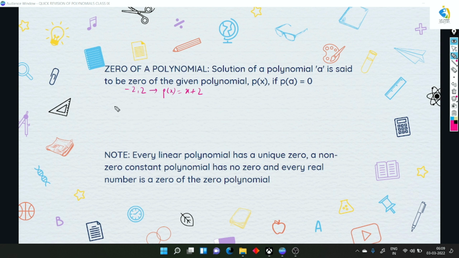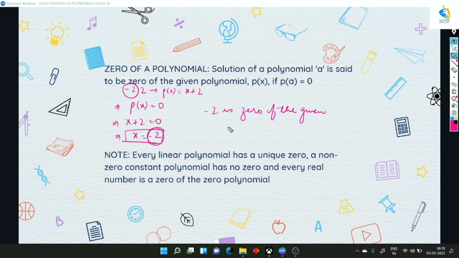So what will we do? We'll just put p of x equal to 0. So x plus 2 will be equal to 0 and x is equal to minus 2. That means we are getting minus 2 here. So we'll say that minus 2 is the zero of the given polynomial.